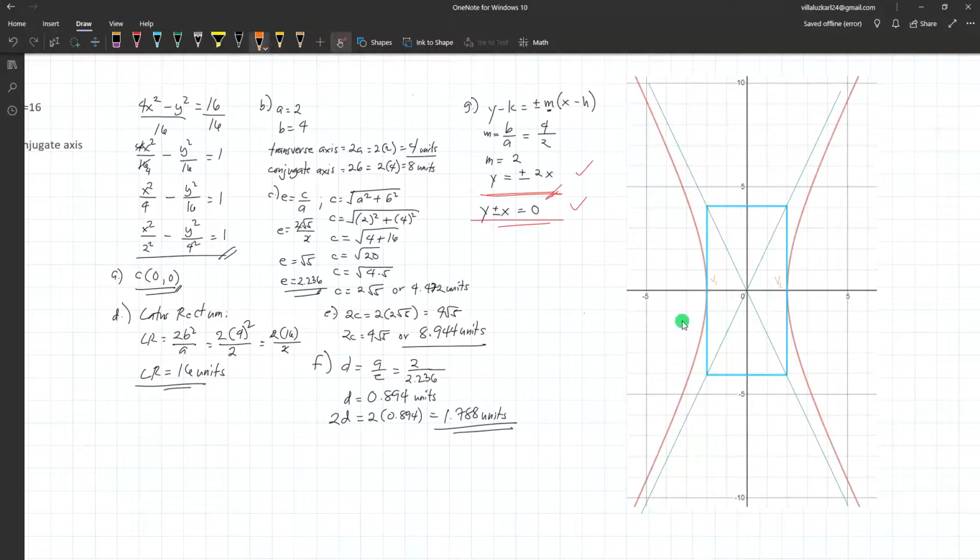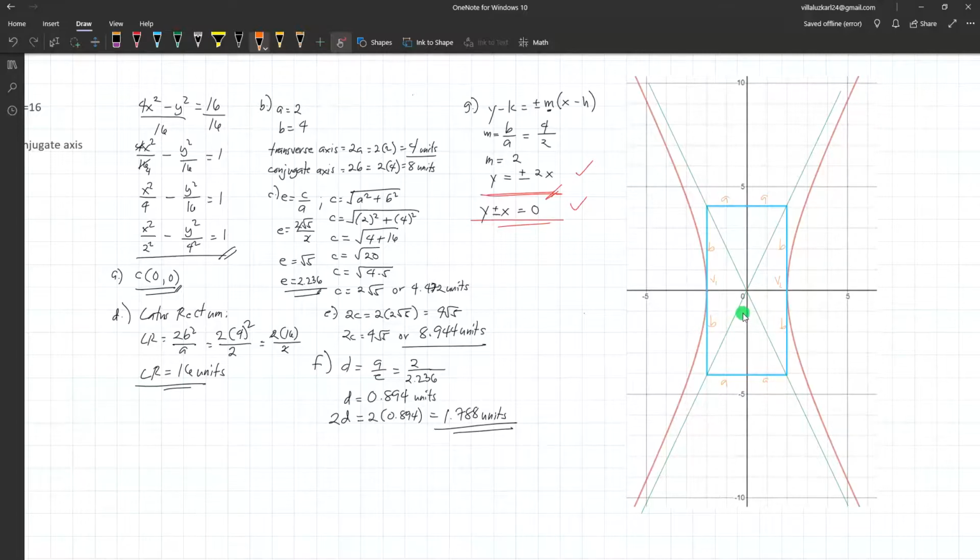Then measure the conjugate axis. Conjugate axis is in the y direction. So from the center going upward, this is your distance b, 4 units. Downward, 4 units. Or that distance can be translated here. This is your distance b. This is also distance b. This is distance a, distance a. So you form a rectangle that can be used in drawing your asymptote.